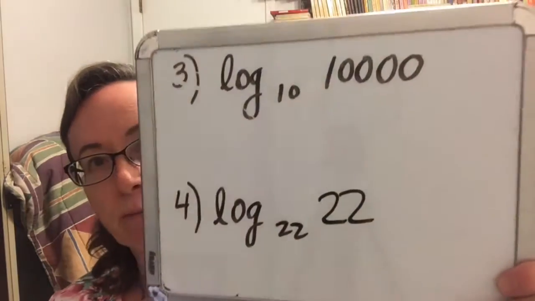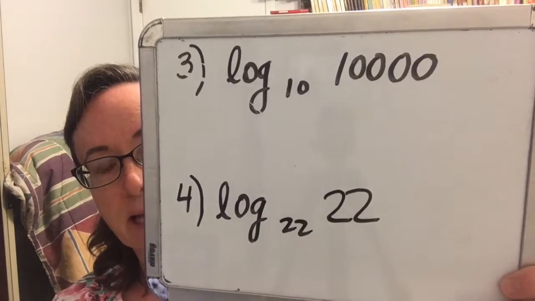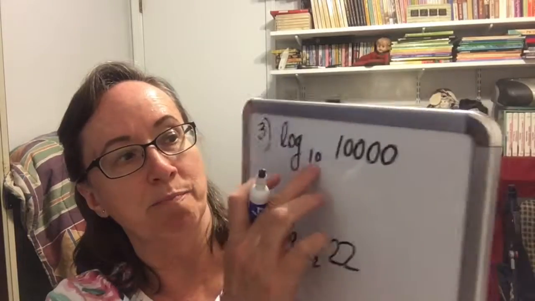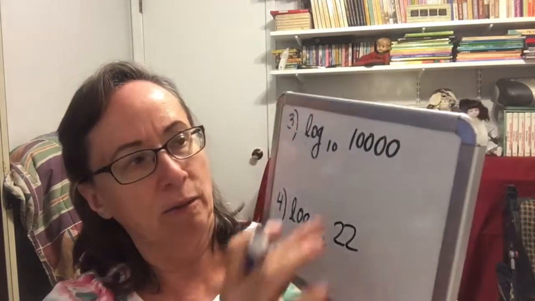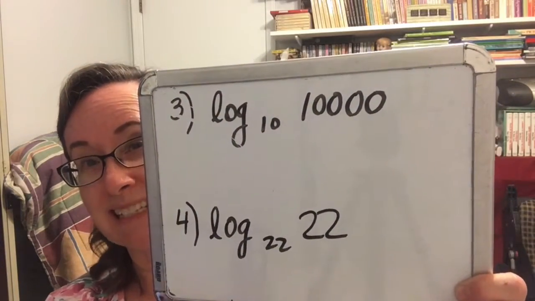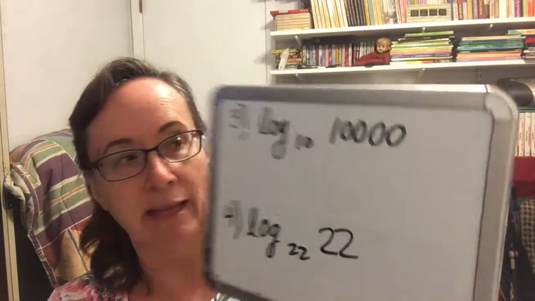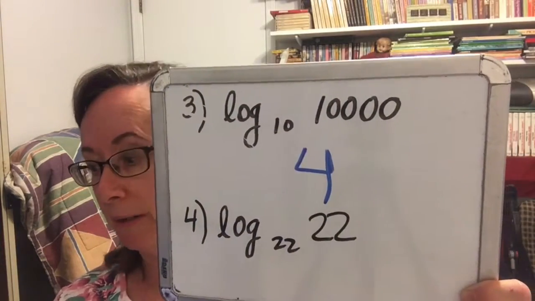Okay, so the next one that we're going to do are 3 and 4 together on the same page. And we're basically talking about what is the definition of a logarithm. And a logarithm is an exponent to which you raise the base 10 to get 10,000. Well, there's 4 zeros out there, so I'm going to have to raise 10 to the 4th power. Therefore, the log base 10 of 10,000 is 4. And that's all I have to do with that one.